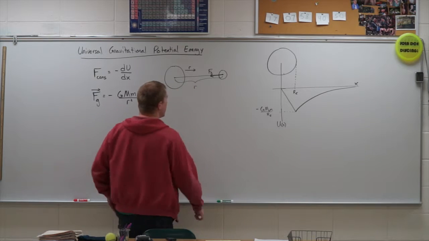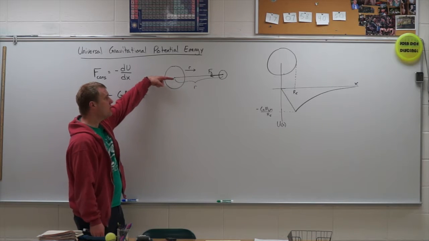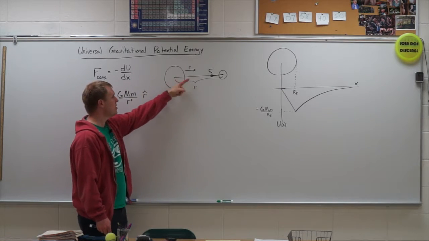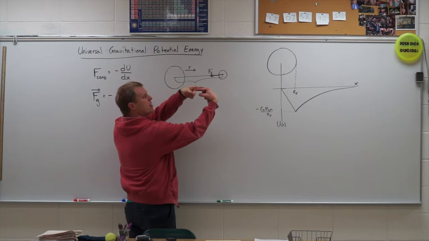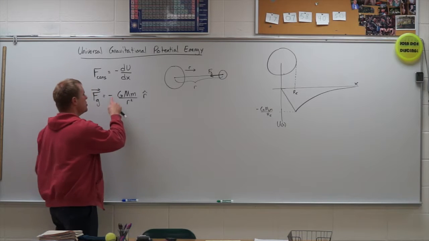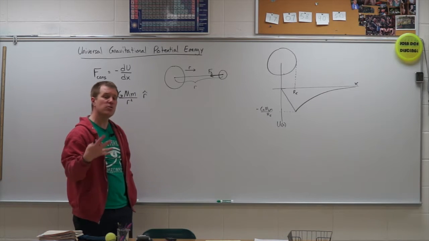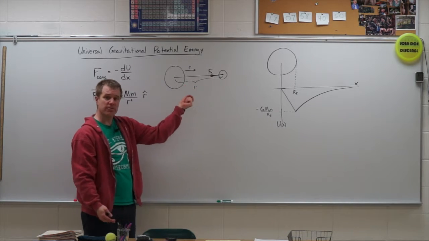So what this looks like is, because r is always measured away from the center of our object, the force of gravity is always pulling the other object in, so they're going to be opposites. So we do have to have a negative sign in there just to say that it's an attractive force.